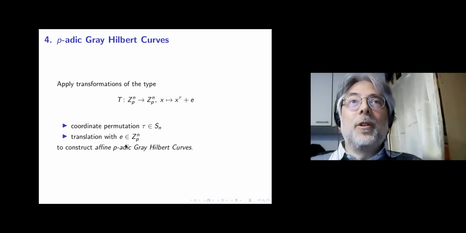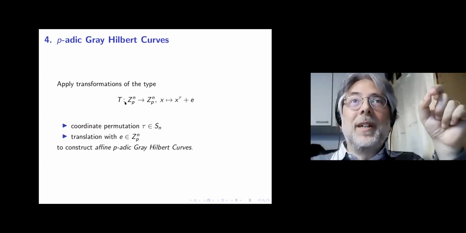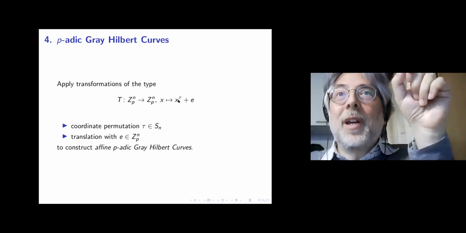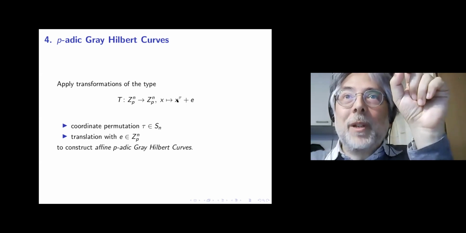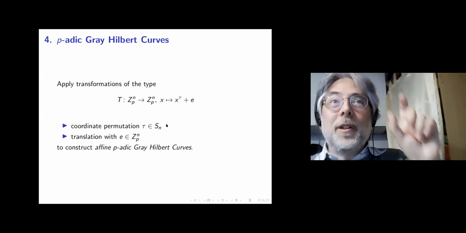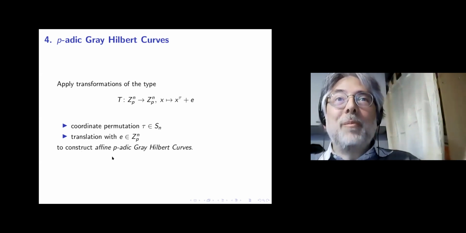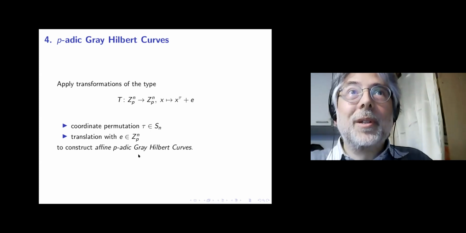And then, in order to construct the curve in the next iteration, you need a transformation. Namely, it's an affine transformation of a special kind. You have the translation here, but the linear part is just a permutation of coordinates. And then you can construct what I call affine p-Adic Gray Hilbert curves.